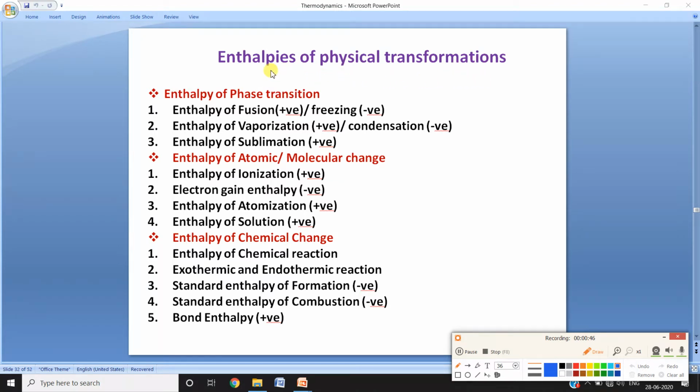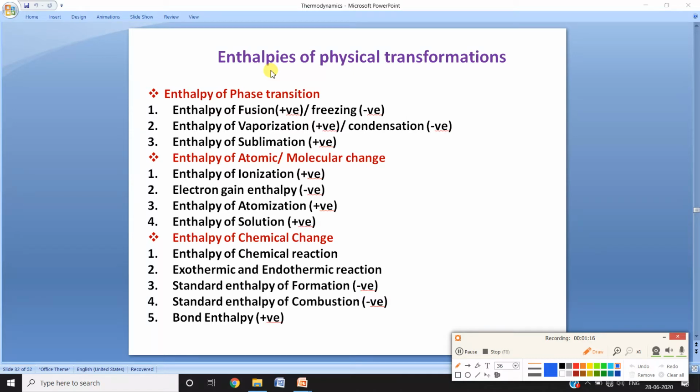We know enthalpy means the total heat content of the system, or it is the sum of internal energy and pressure-volume type of work, and we have written the formula H is equal to U plus PV. U is internal energy, P is pressure, V is volume. So the enthalpy definition we have discussed.